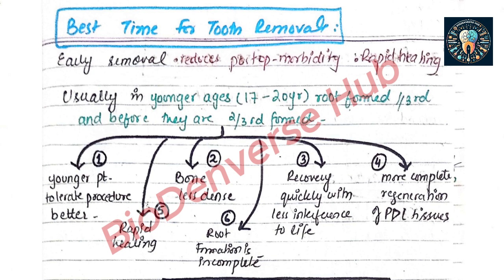Here we need to remember one point: early removal reduces post-operative morbidity and rapid healing will also occur. Usually in younger ages, ranging from 17 to 20 years, when the root is formed one third and before it is two thirds formed, that is the best time for tooth removal. Again, in the younger ages from 17 to 20 years, and when the root is formed one third and before it gets formed two thirds, that is the best time for its removal.